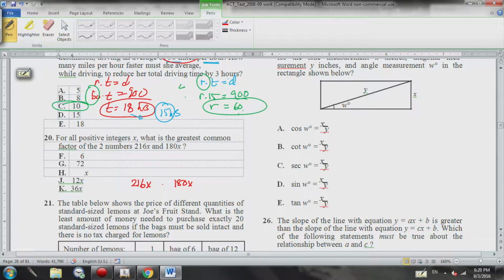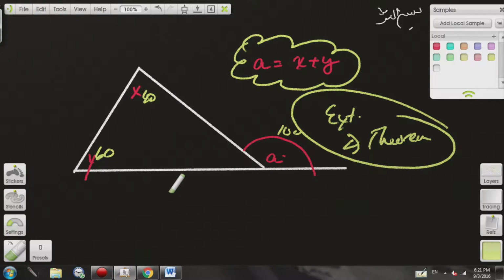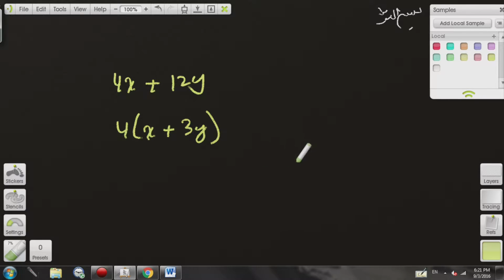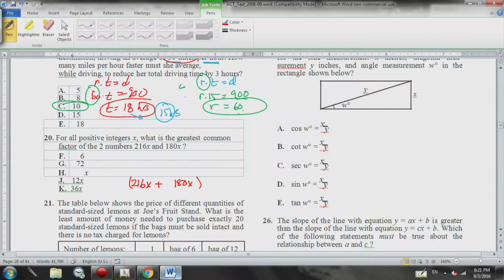Well, common factor means you can factor something out of this, right? That's what we do, factoring, all the time. You have, like, 4x plus 12y. You can factor out a 4 and you get x plus 3y. That's what factoring is. Here we have big numbers. So what can we factor out? Well, you can factor out an x, that's for sure. But what number goes into both of them?